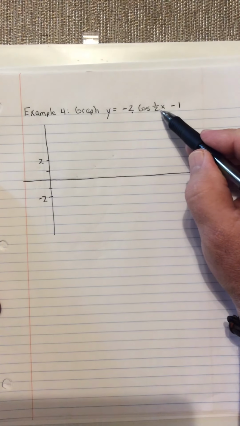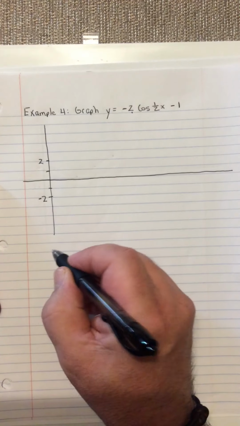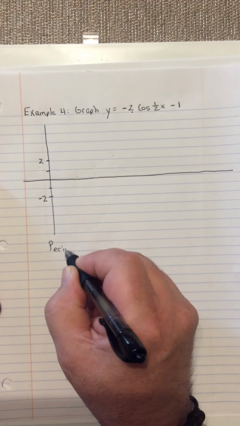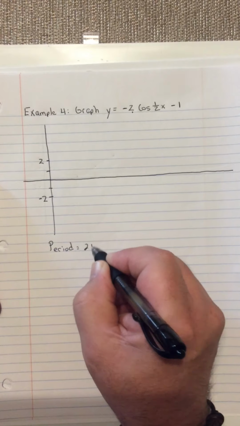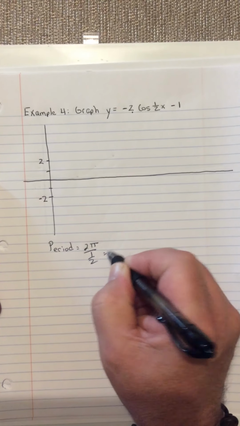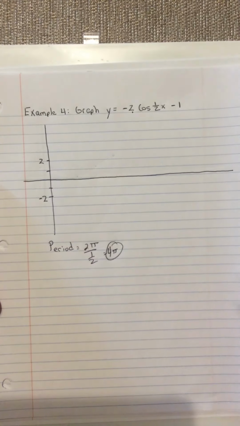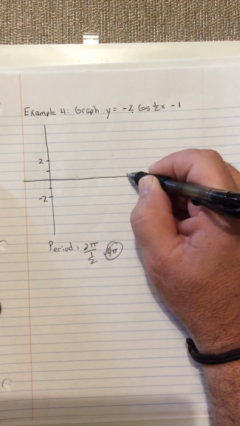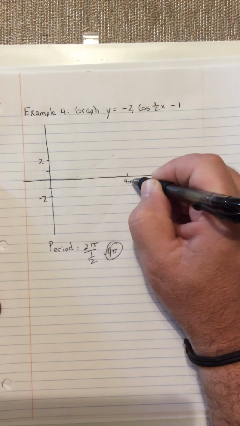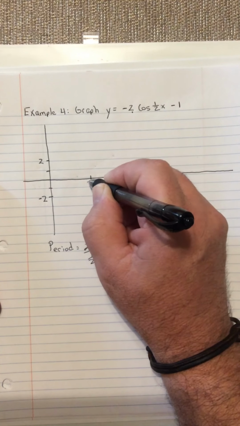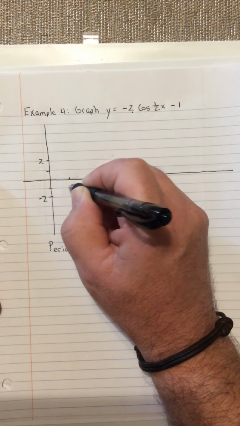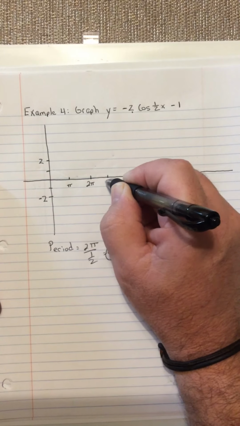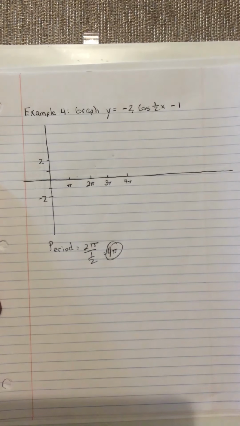The period is 2 pi over this number. So my period is 2 pi over a half, which is going to give me 4 pi, multiplied by the reciprocal. So we'll come over here to 4 pi. And we'll cut it in half. So that's got to be 3.